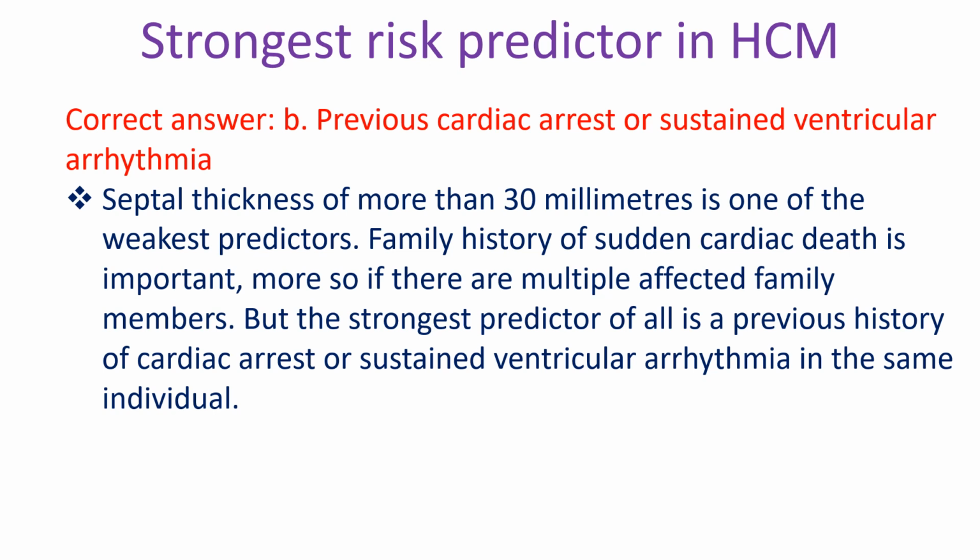Septal thickness of more than 30 mm is one of the weakest predictors. Family history of sudden cardiac death is important, more so if there are multiple affected family members. But the strongest predictor of all is a previous history of cardiac arrest or sustained ventricular arrhythmia in the same individual.